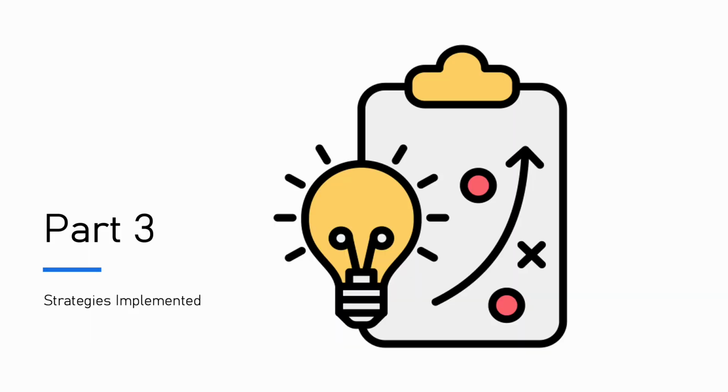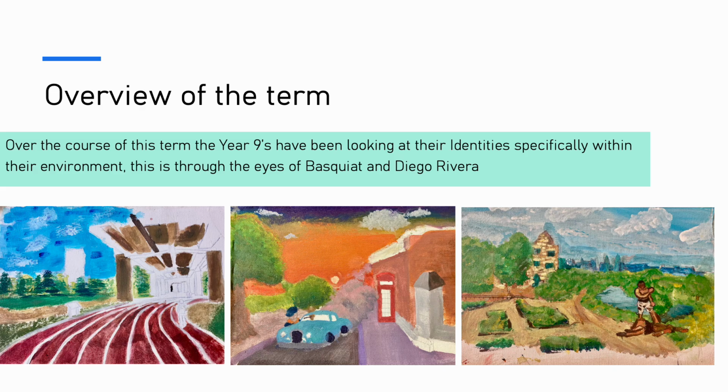Part 3. Strategies implemented. Overview of the term. Over the course of this term, the Year 9s have been looking at their identities specifically within their environment. This is through the eyes of Basquiat and Diego Rivera. I created this scheme of work intentionally to train the Year 9s how to implement their surroundings into a piece of work, which they will have to do consistently within their GCSEs.